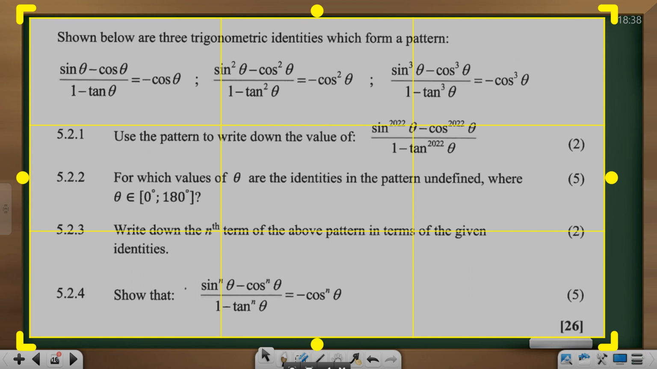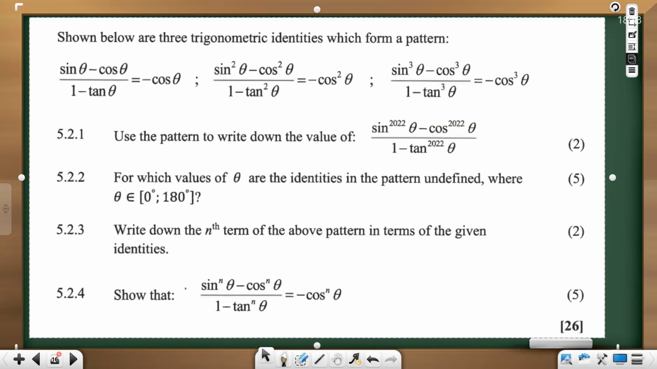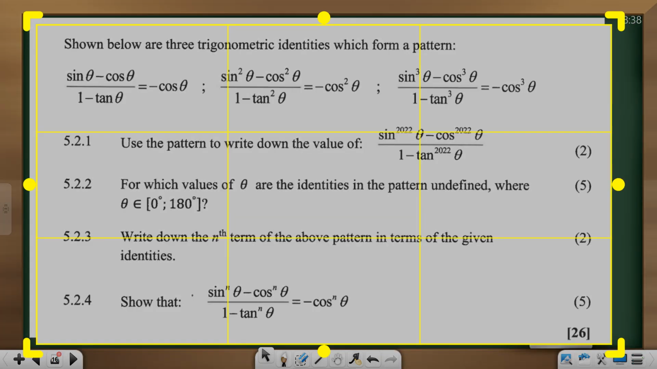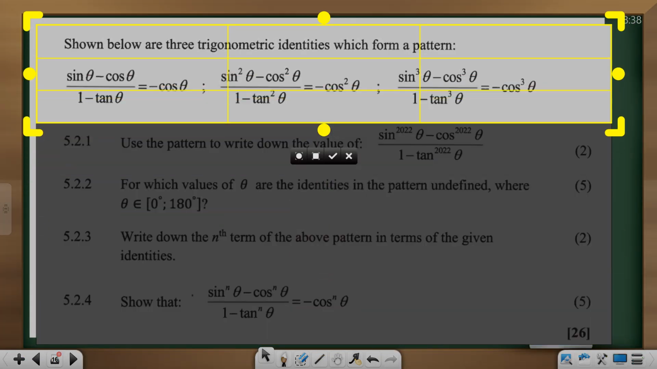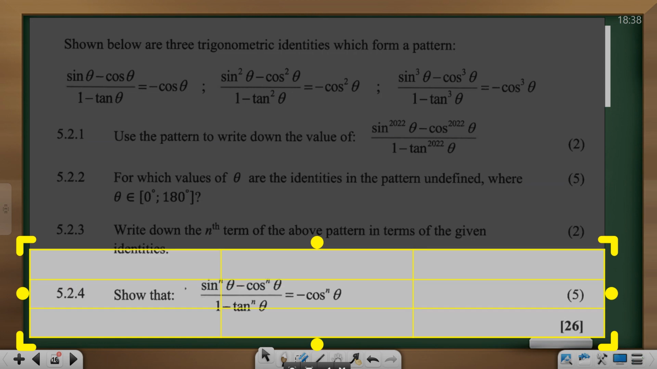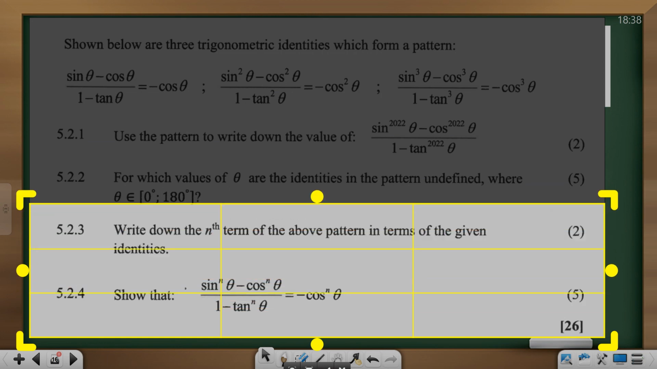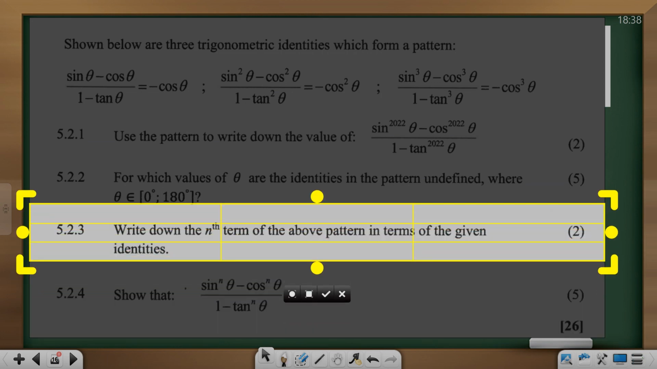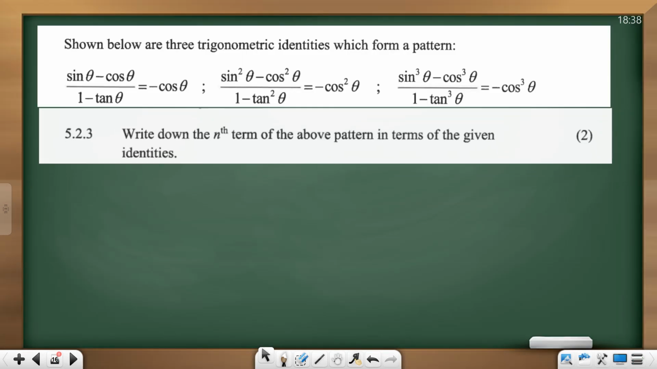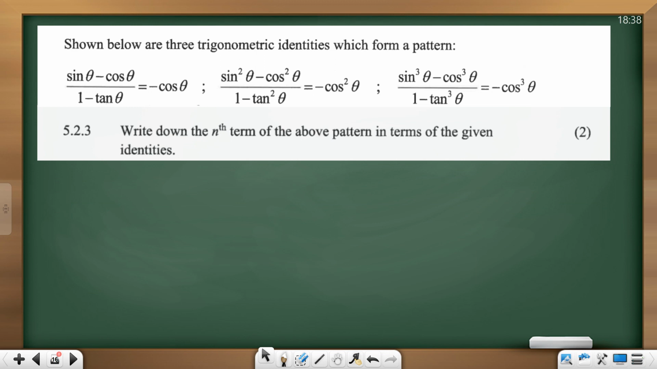Write down the nth term. Just want to quickly get a fresh page here. Quickly. Write down the nth term. That's my question. I don't even know why they're asking this question, because this question and 5.2.1 are basically the same. Honestly, this guy's just wasting page.